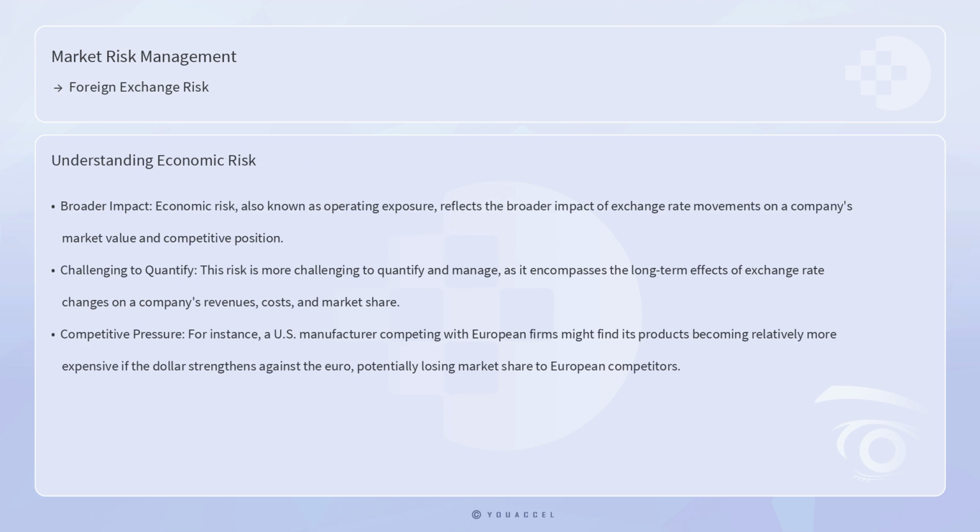Economic risk, also known as operating exposure, reflects the broader impact of exchange rate movements on a company's market value and competitive position. This risk is more challenging to quantify and manage as it encompasses the long-term effects of exchange rate changes on a company's revenues, costs, and market share. For instance, a U.S. manufacturer competing with European firms might find its products becoming relatively more expensive if the dollar strengthens against the euro, potentially losing market share to European competitors.